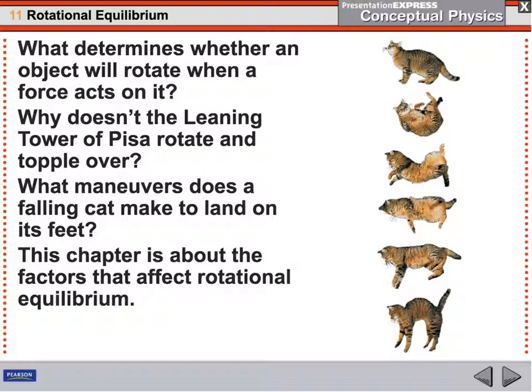What determines whether an object will rotate when a force acts on it? Why doesn't the Leaning Tower of Pisa rotate and topple over? What maneuvers does a falling cat make on top of it to land on its feet? This chapter is about factors that affect rotational equilibrium.